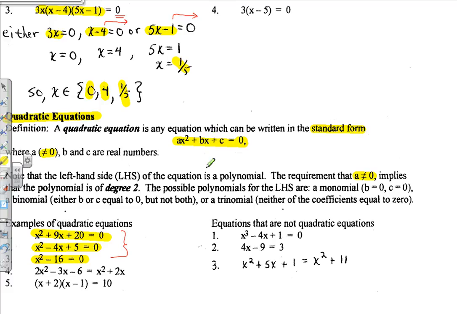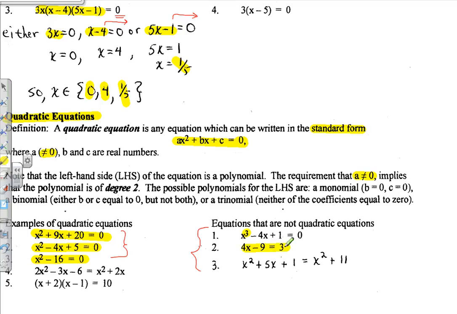Now here are three examples that are not quadratic equations. What's wrong with the first one? Well, first one, the degree is wrong. That's a degree 3. It should be degree 2. Now, what's wrong with the second one? Again, it's not of degree 3. I'm sorry, it's not of degree 2. It's a linear equation right here.